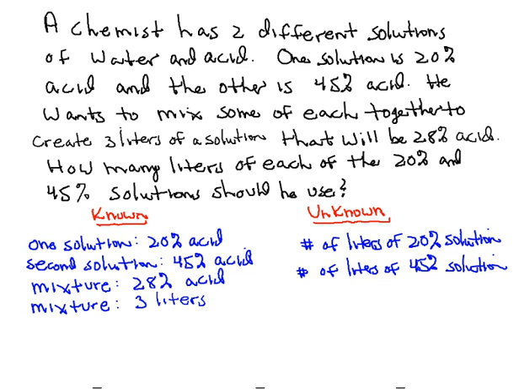And so we can state that one solution we know is 20% acid. The second solution is 45% acid. The mixture is 28% acid. And altogether, we would like the mixture to have a total of 3 liters. And so what we need to find out that we don't know would be the number of liters of the 20% solution and the number of liters of the 45% solution.